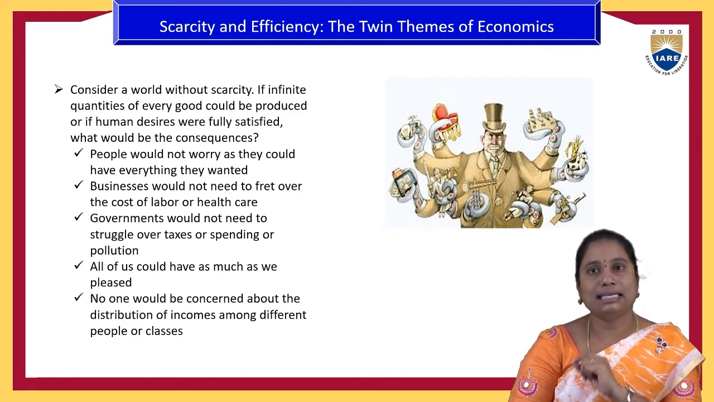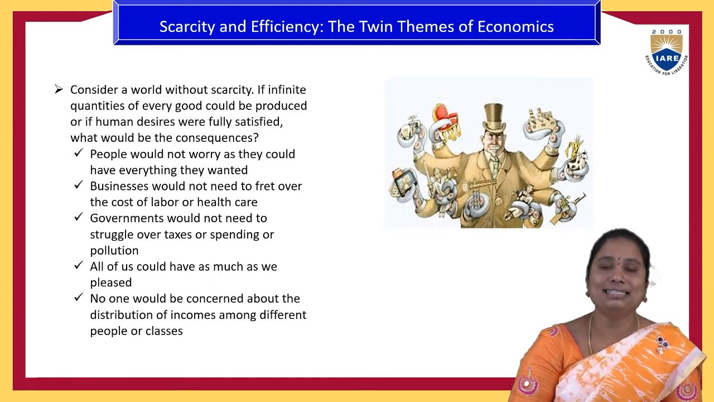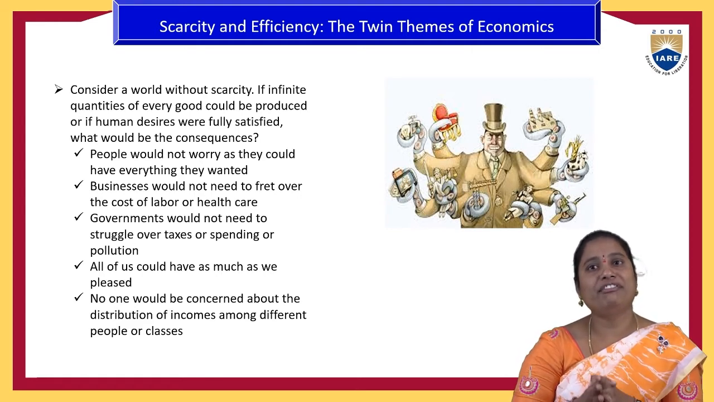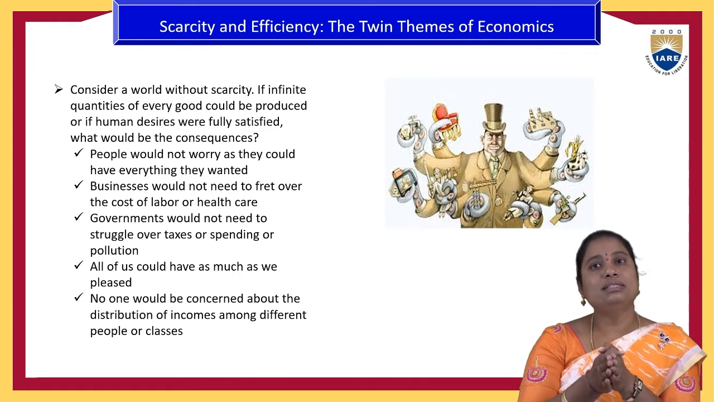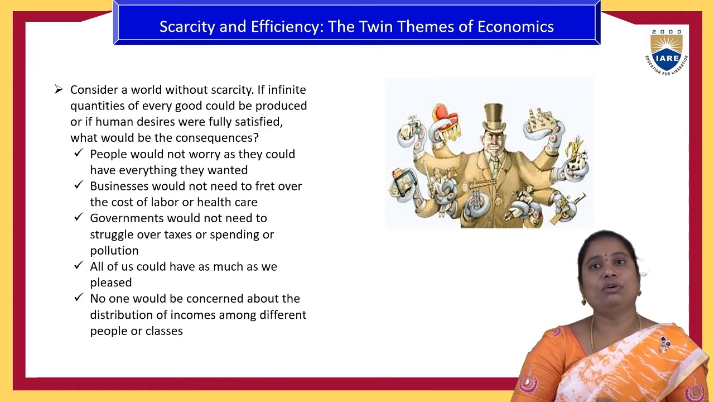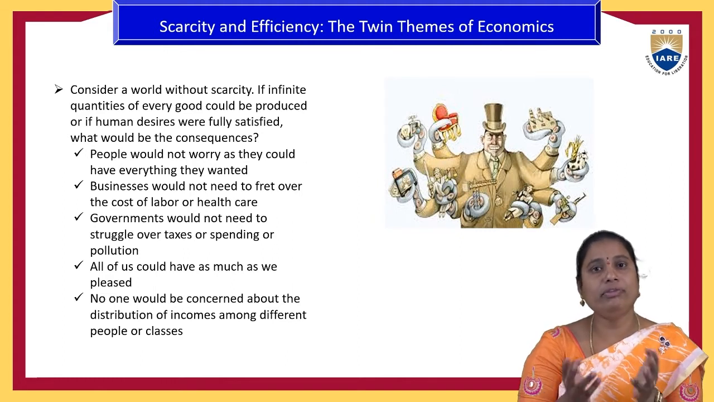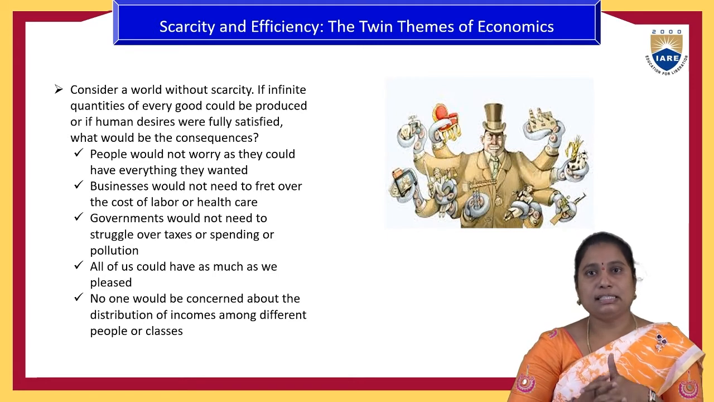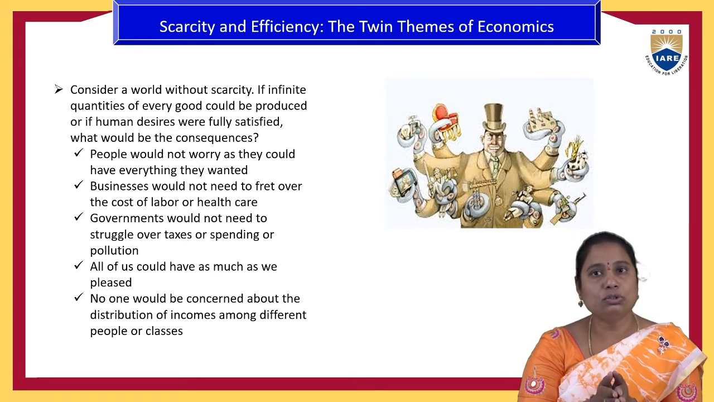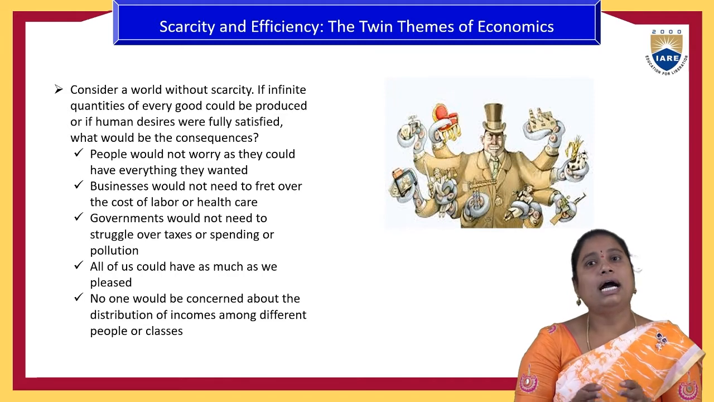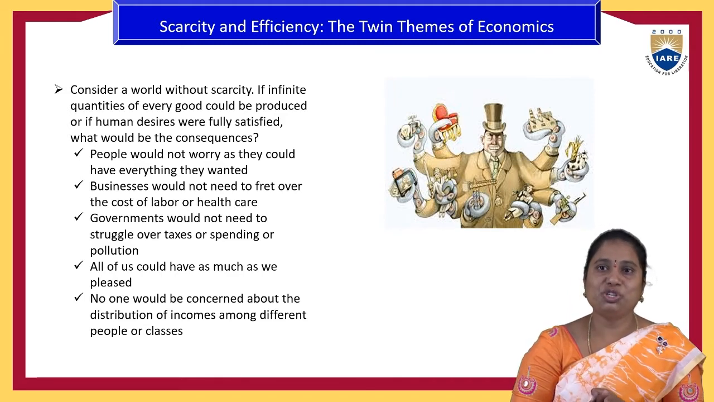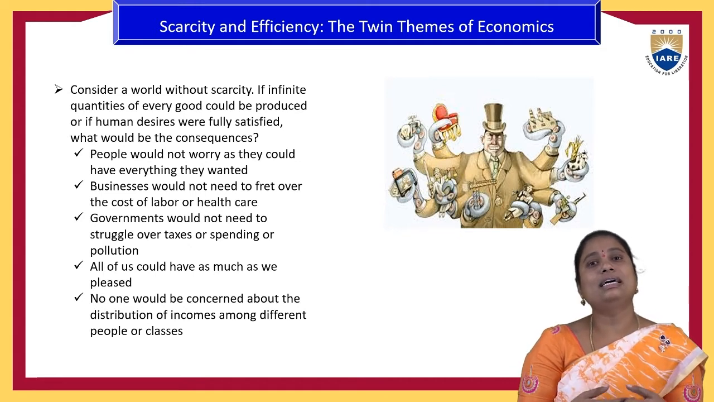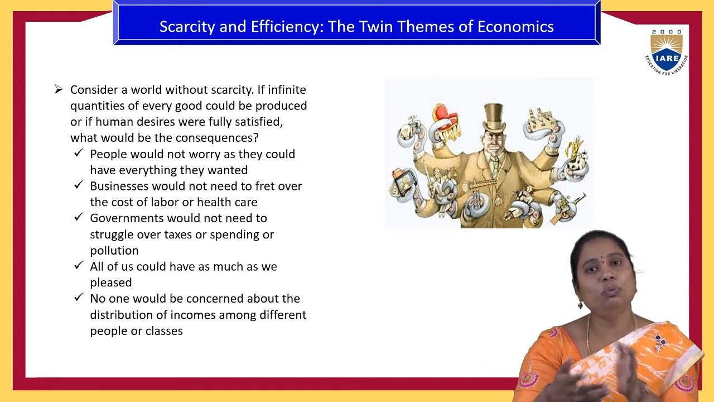But there is the phenomenon of scarcity. If there were no scarcity, people would not worry, they could have everything they wanted, and business would not need to fret over the cost of labor or health care, because everything is unlimited. Government need not struggle over taxes and spending on pollution. All of us could have as much as we pleased, and no one would be concerned about the distribution of incomes among different people or classes. Because everything we want is available, we need not work also.